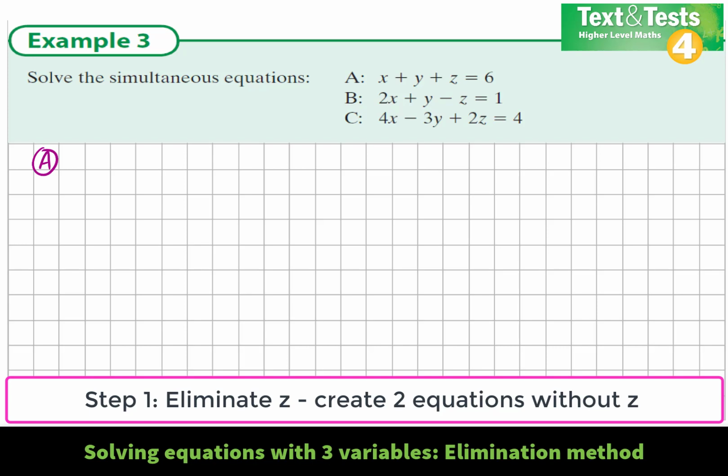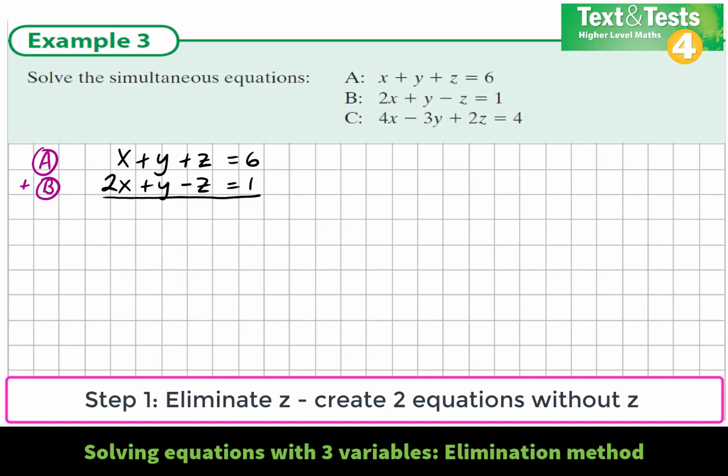I'm going to use equation A and B first to eliminate z. These seem to be set up nicely already. So if I write out equation A as it is, I have x plus y plus z is equal to 6. Underneath it, I'm going to write equation B. Because equation B has a negative z already, if I just add equation B to that, that's 2x plus y minus z equals 1. So if I add that to equation A, the z's will be eliminated.